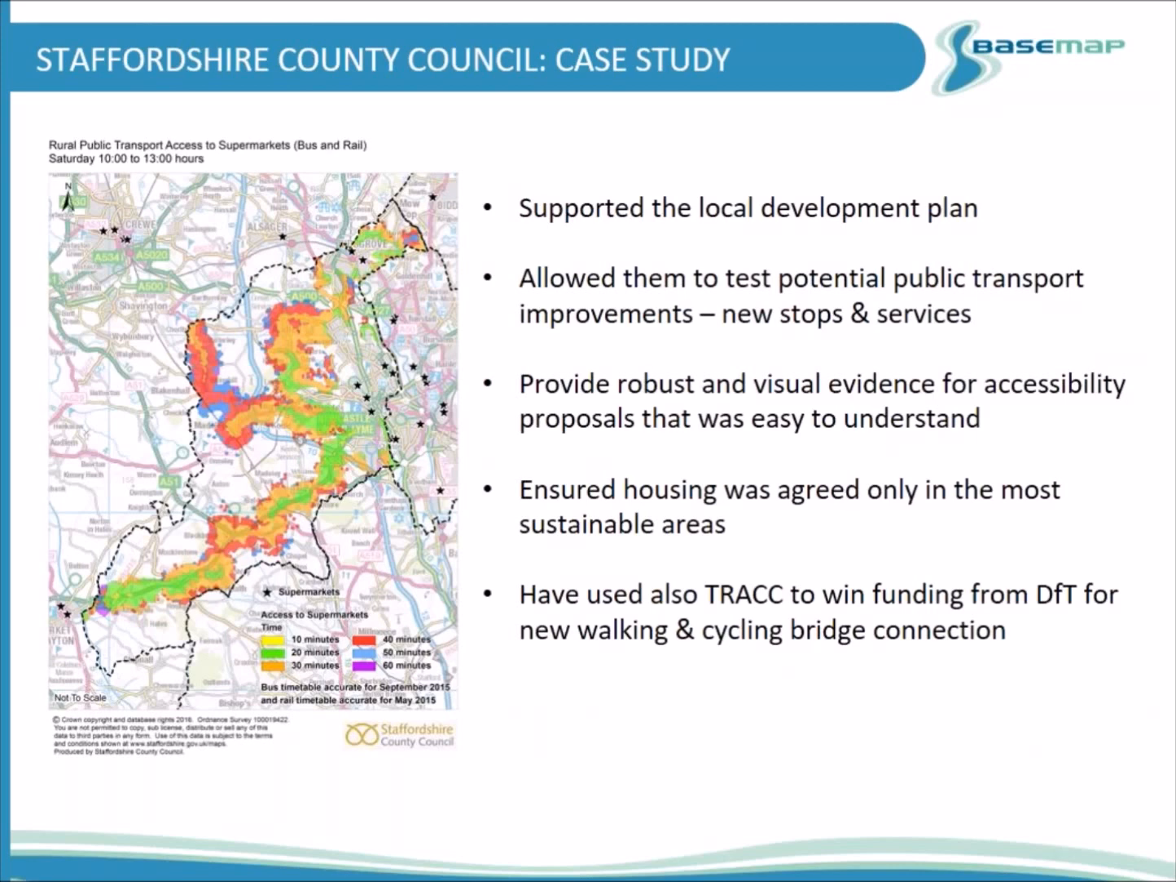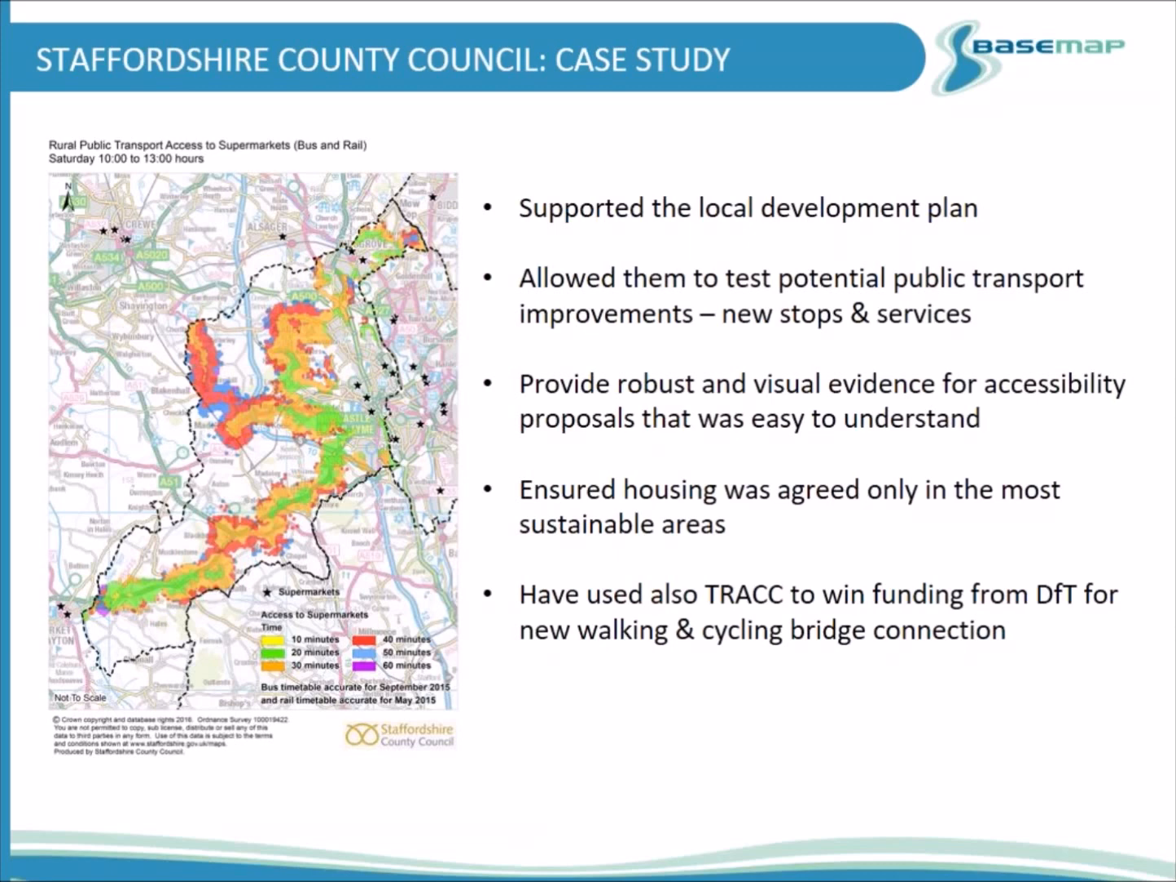And here again, just before I go on, you can see another map, this time showing access on a Saturday between 10 AM and 1 PM to supermarkets, again using bus and rail. But in this more rural area, you can see a much smaller area is covered by the 16-minute travel time contours, this time yellow being quick journey times and purple being the 16-minute journey times.